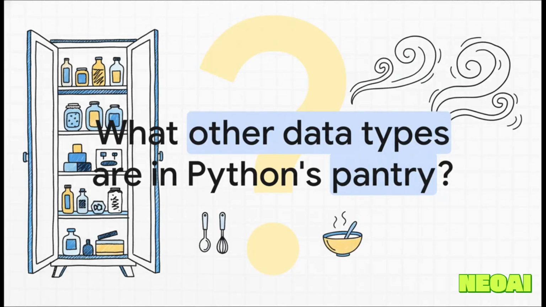So we've just neatly stacked the 3 most common ingredients on our shelf. But it kind of makes you wonder, doesn't it? What other powerful ingredients does Python have tucked away in its pantry, just waiting for us to discover?